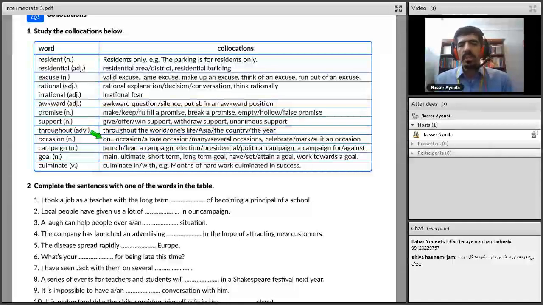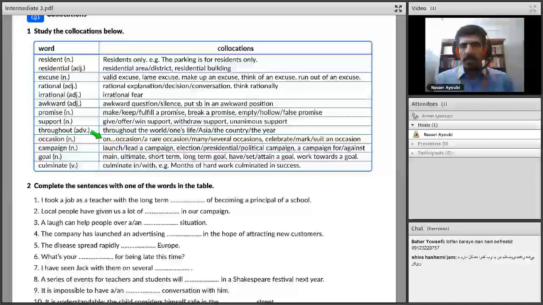Clear? Celebrate an occasion. For example, you have got a promotion in your job and you celebrate this occasion. Mark an occasion. Mark here has the same meaning as celebrate. For example, the couple had a huge party to mark the occasion of their 10th wedding anniversary. To celebrate something in order to, for example, make it memorable.